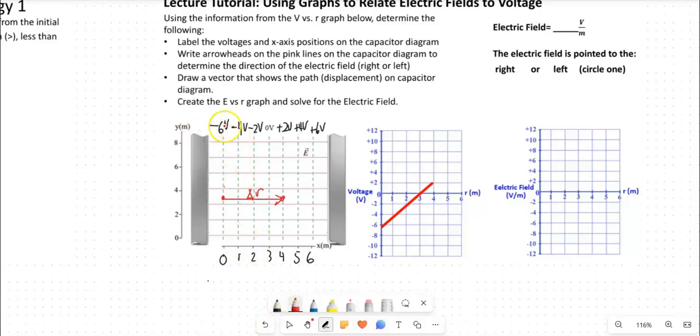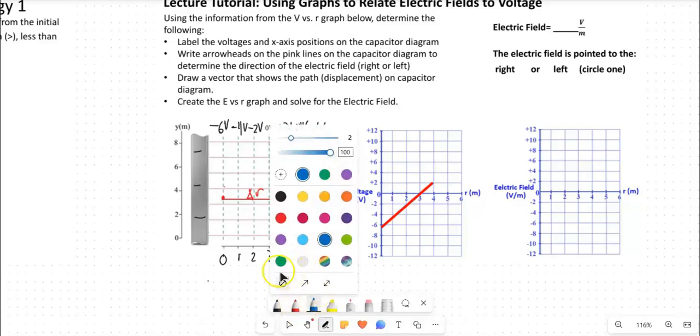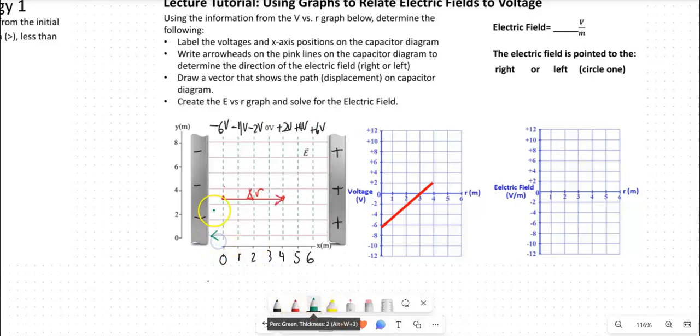Now, if you look up here, the way I've labeled this is -6, -4, so it's pretty clear that the negative plate is here and the positive plate is here. And so the electric field points away from the positive and towards the negative. So we can indicate that the direction of these electric field lines has to be pointing to the left. So now we know it's pointing to the left. Okay, let's go ahead and calculate the electric field now.